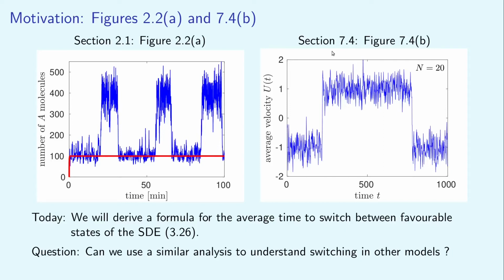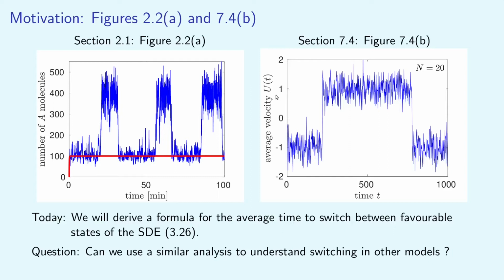Another example of a system with two favorable states is presented in section 7.4. Here I have included figure 7.4b, where you can see a similar qualitative behavior, switching between two favorable states of variable u(t). We will discuss this model in more detail in section 7.4. It is an example of stochastic modeling of collective animal behavior, and the plotted variable u(t) is the average velocity of a group of animals.